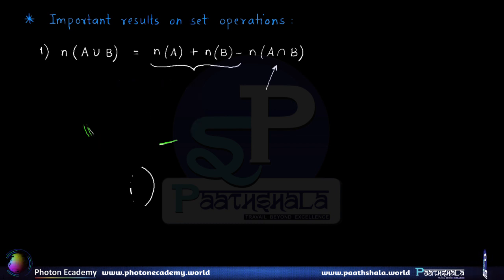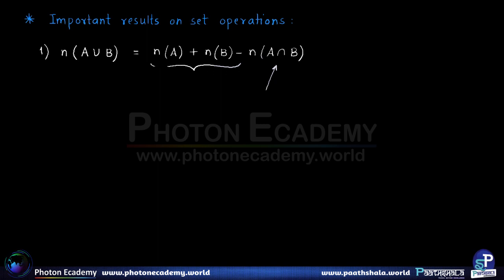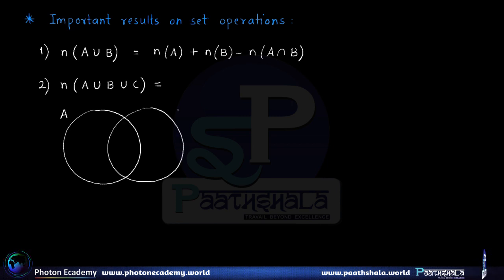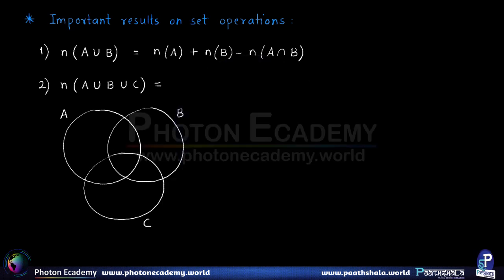Now we can extend this and see how we can derive the formula for the number of elements in the union of three sets instead of two sets. Suppose we have n of A union B union C equal to, and suppose we want to derive this formula, how will we do that? So here let's consider set A, set B and set C. I am considering a general case, that is all the sets are overlapping with each other.